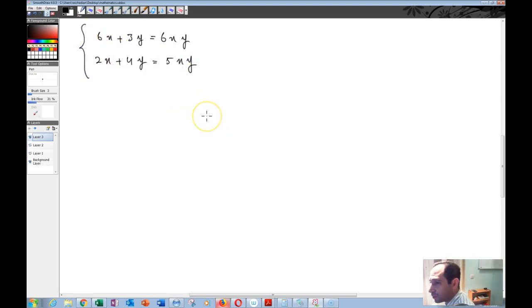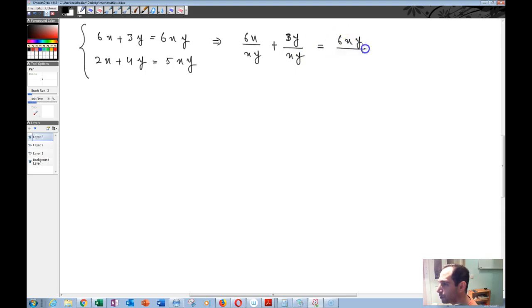Okay, so now in order to solve this, let's see how we can solve this thing. Okay, so what you can do here is basically divide by xy every term in these equations. You can divide by xy, so you can write this as 6x divided by xy plus 3y divided by xy is equal to 6xy divided by xy, and also divide by 3 because you want to get rid of these coefficients as much as you can. So divide by 3, divide by 3, and divide by 3 here.